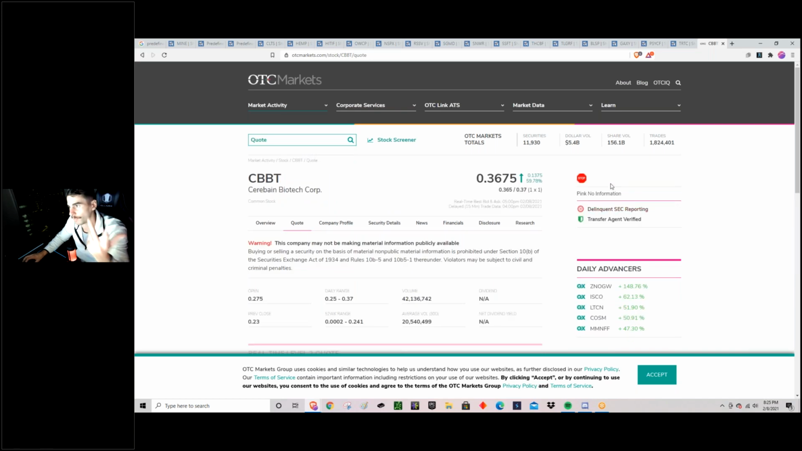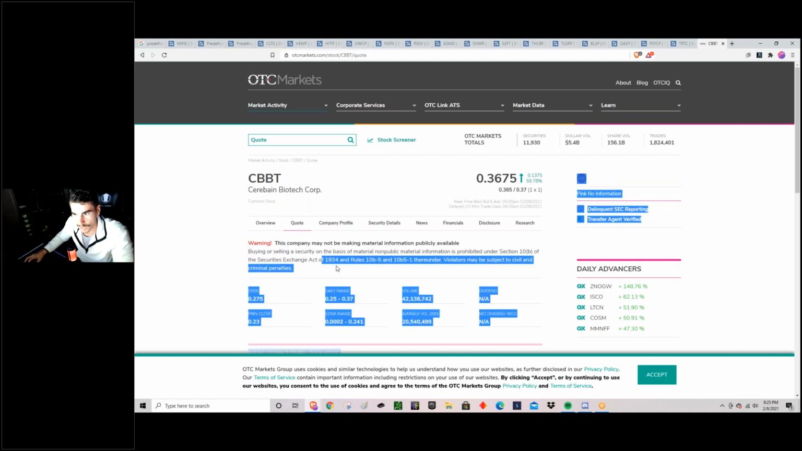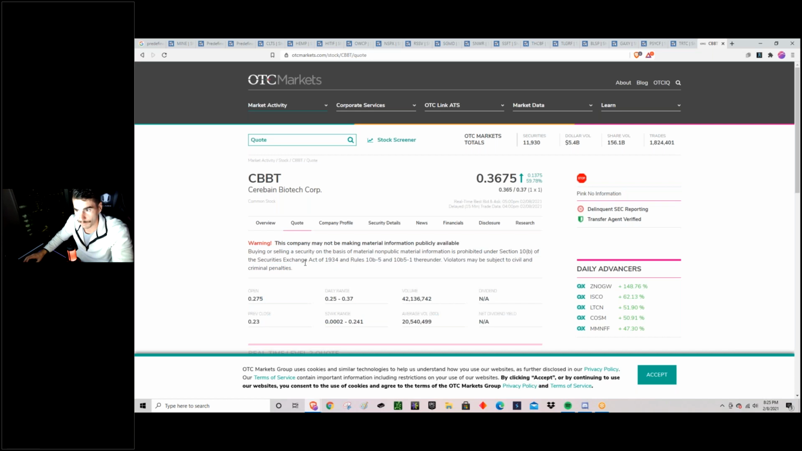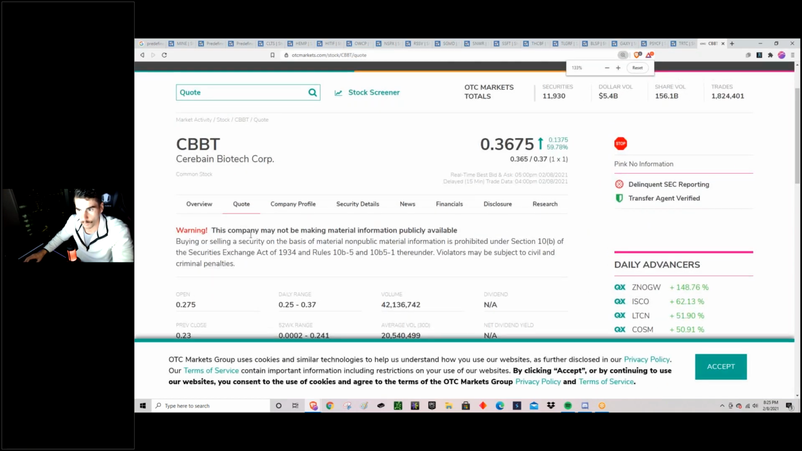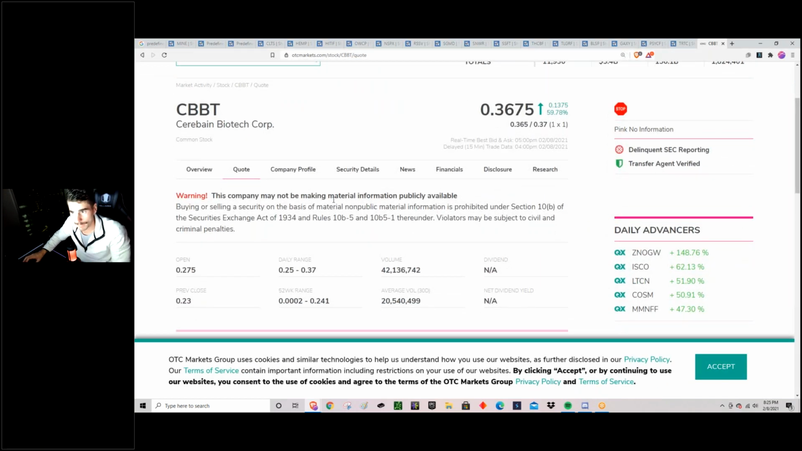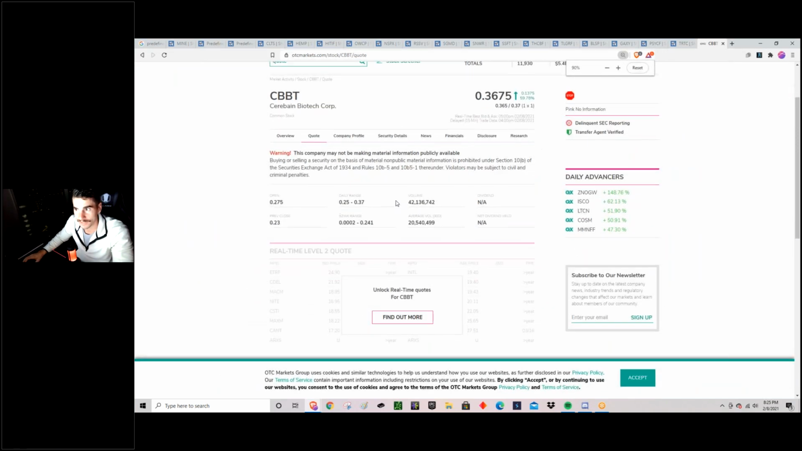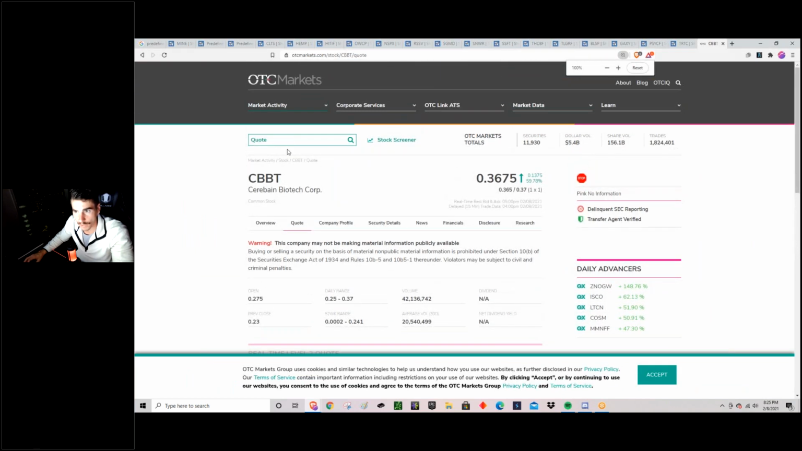CBBT is a good example here. CBBT is a stop. Pink, no information. They're delinquent on SEC reporting. This is not something that I'm holding a ton of money in overnight. You've got a blaring warning here: this company may not be making material information publicly available. I stay away from stuff like this. This is not something that I'm holding $20, $30, $40, $50,000 in overnight.